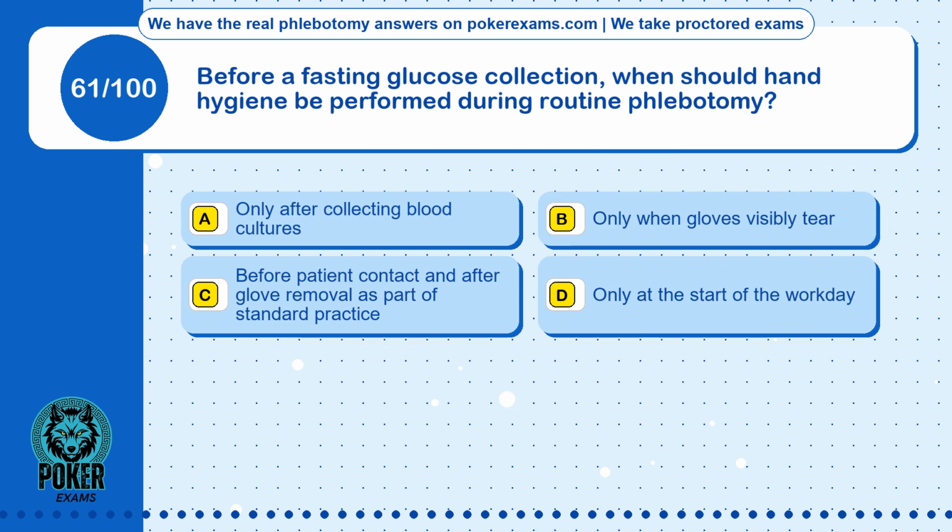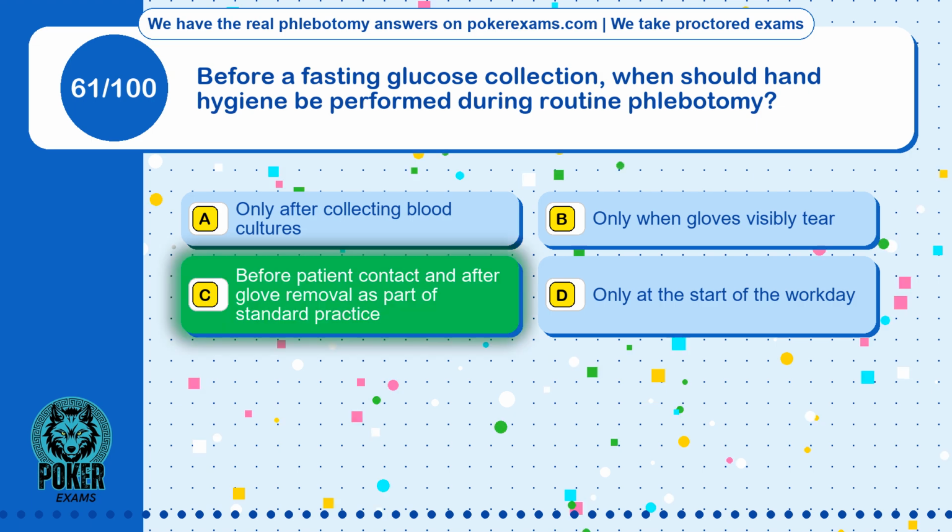Question 61. Before a fasting glucose collection, when should hand hygiene be performed during routine phlebotomy? Option A. Only after collecting blood cultures. Option B. Only when gloves visibly tear. Option C. Before patient contact and after glove removal as part of standard practice. Option D. Only at the start of the workday.